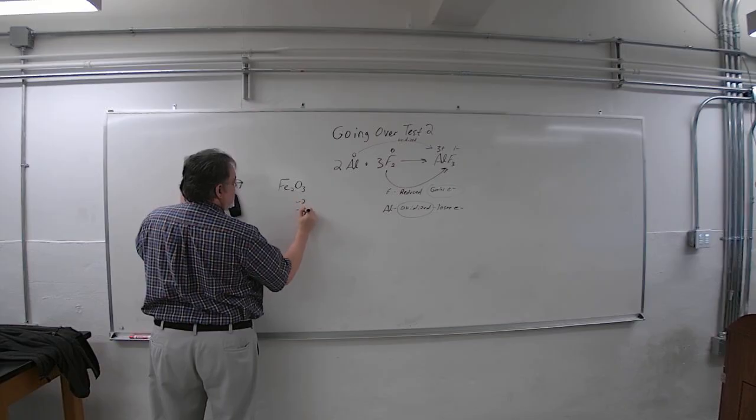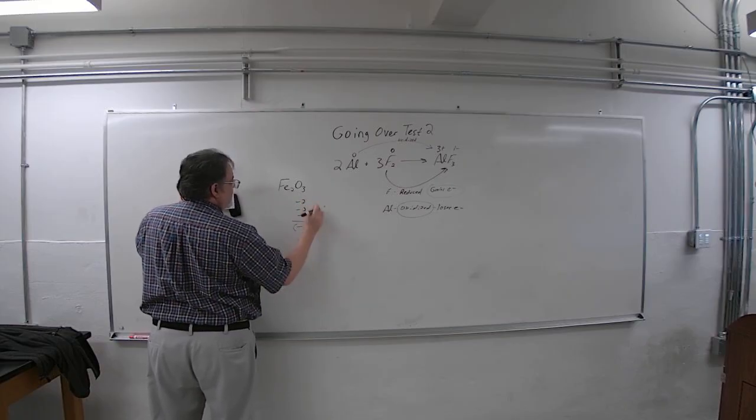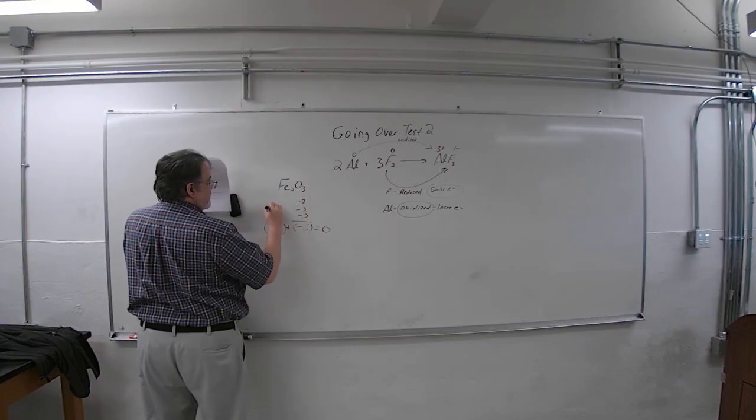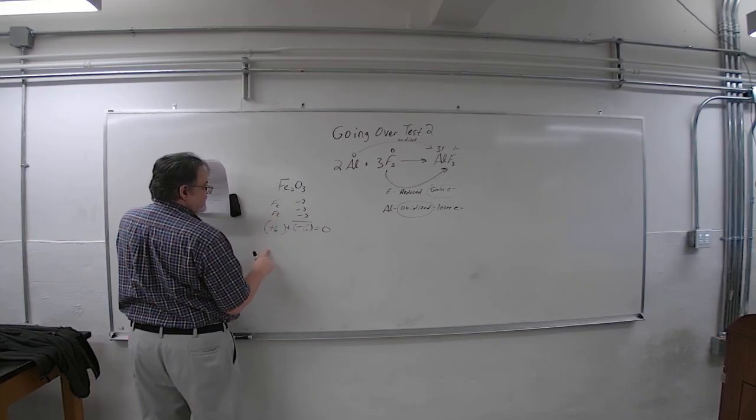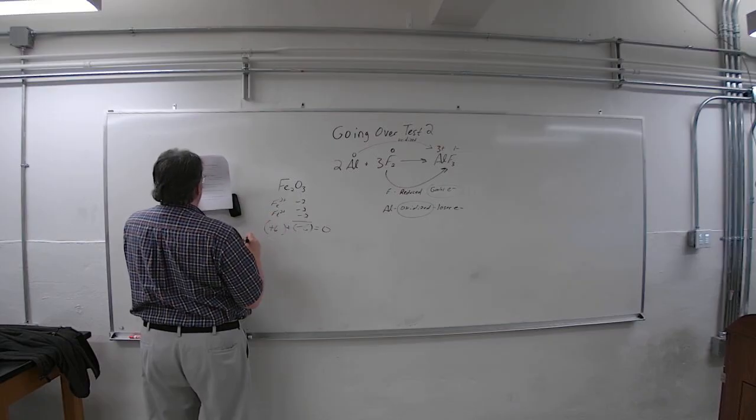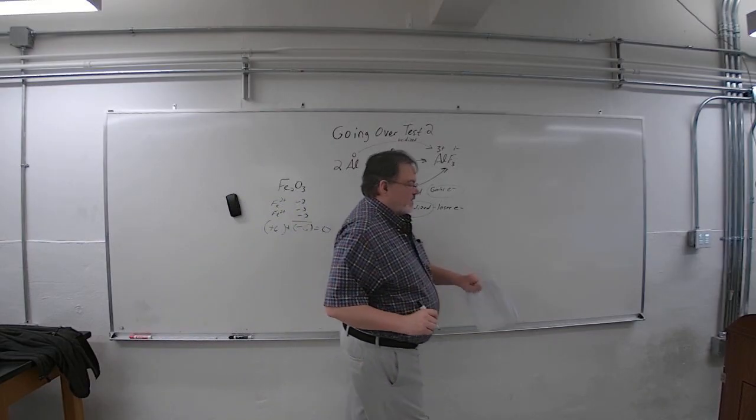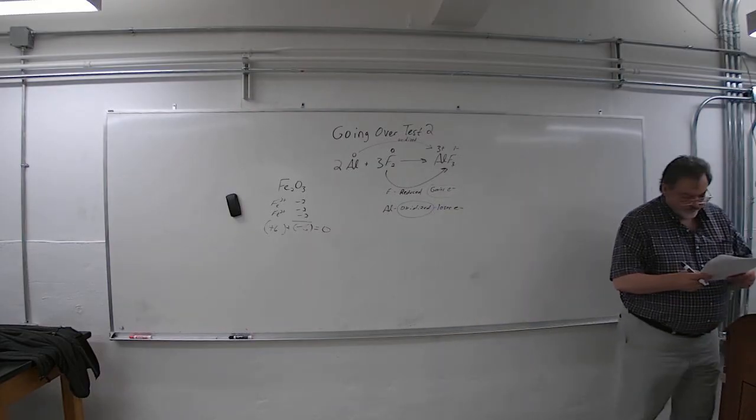Fe2O3: minus 6 for the oxygen. No charge here, so 0. There's 2 Fe's, so this has to be plus 6. So it's 3 plus. So that's C for 23. Yes.